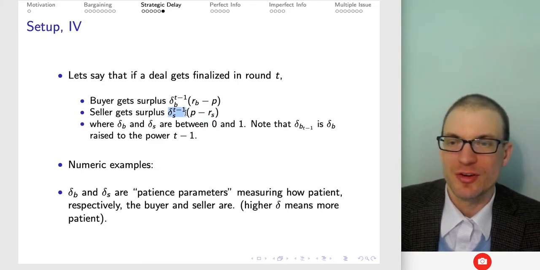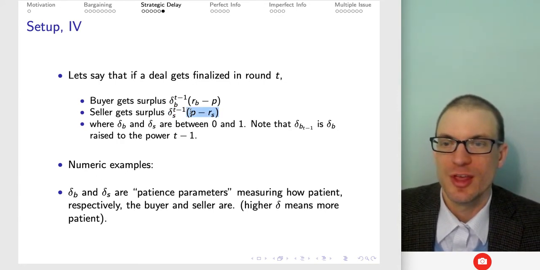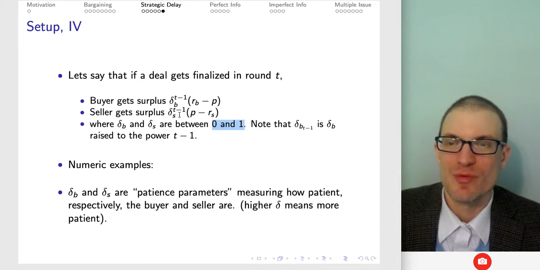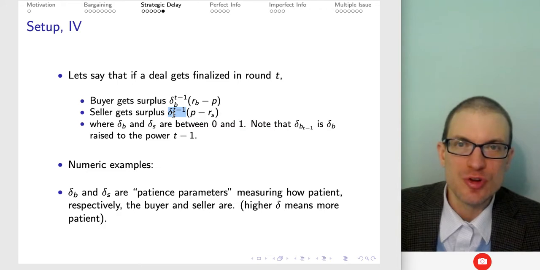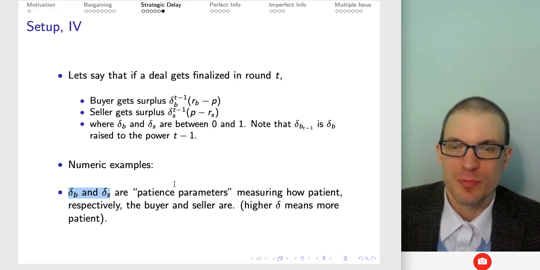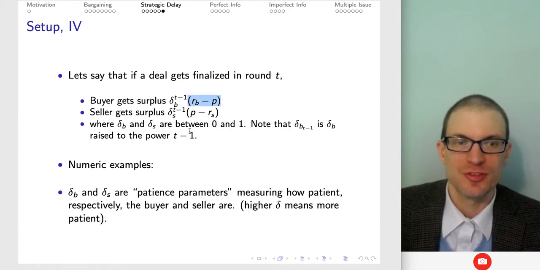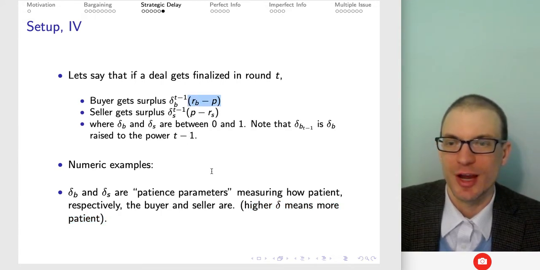Same thing for the seller. The seller gets some surplus, and we multiply its producer surplus by some number between 0 and 1 that reflects the future value of that surplus. So we want to think of delta B and delta S as patience parameters. They measure how patient the buyer and seller are. The higher delta means more patient, because that means your surplus persists as close as possible in its entirety into the future.